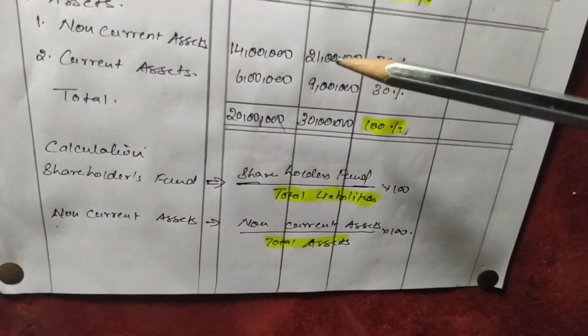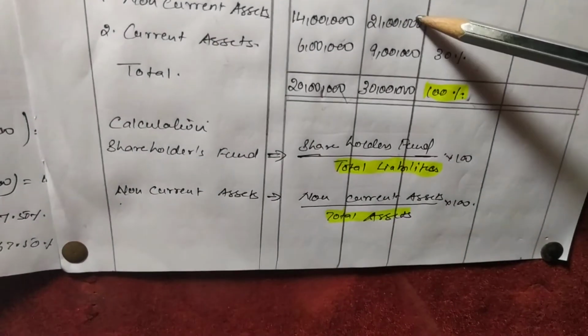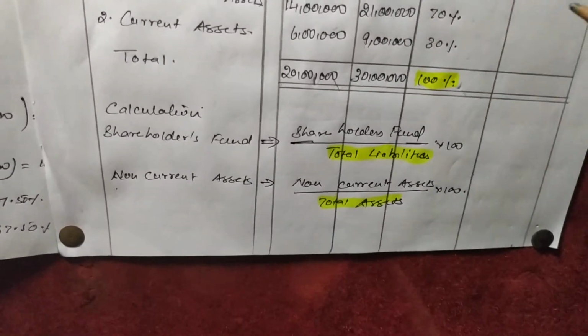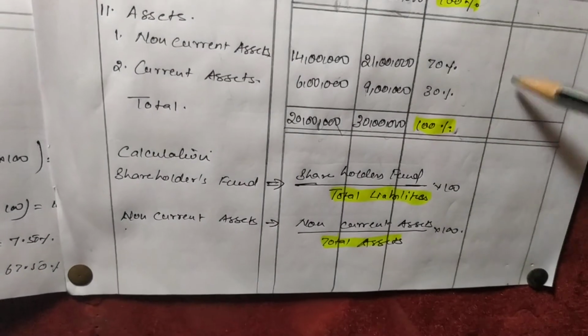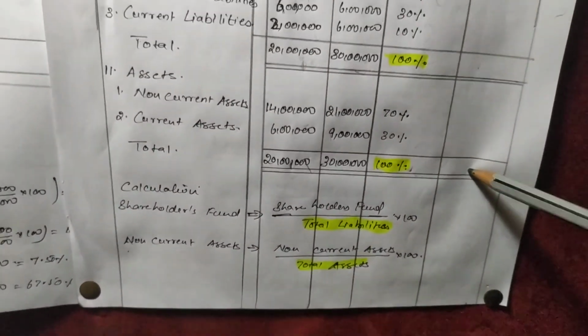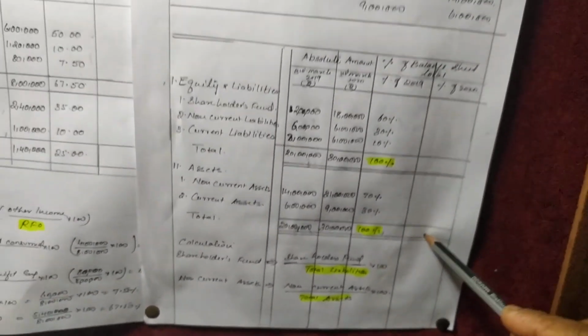Next, for the assets, non-current assets 21 lakhs divided by 30 lakhs into 100. Then current assets 9 lakh upon 30 lakhs into 100. When you do the total, you should get 100. In this way, you have to complete your assignment. So, thank you.